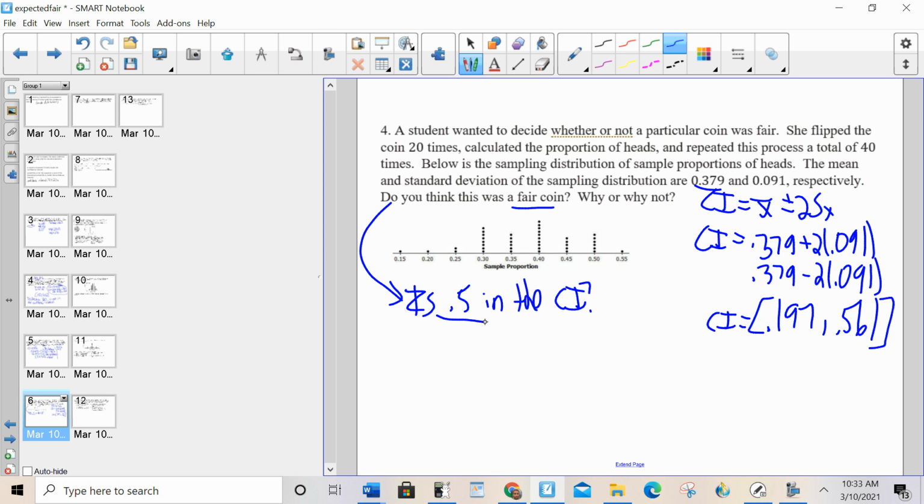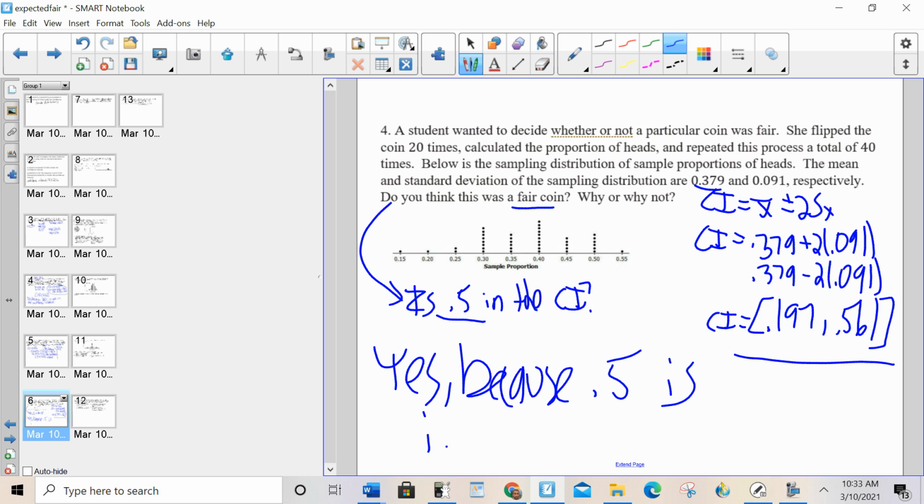Is 0.5 an expected value? Is 0.5 in between 0.197 and 0.561? Yes, because 0.5 is in the confidence interval. 0.5 is an expected value, therefore the coin is fair. So to determine if something is fair, you need to see if the theoretical probability of it is inside the confidence interval or not.